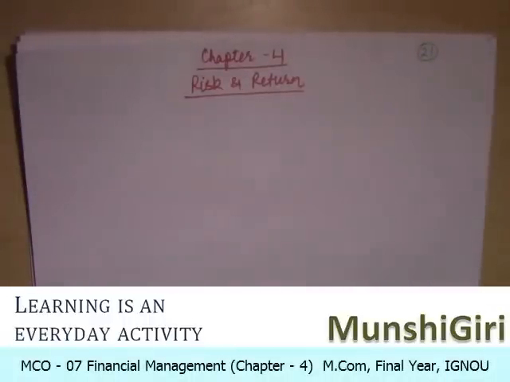Now coming to chapter 4, which is on risk and return. The first component is risk.